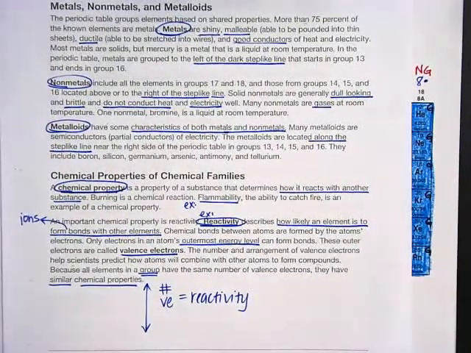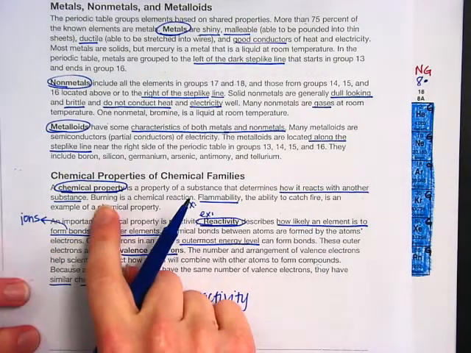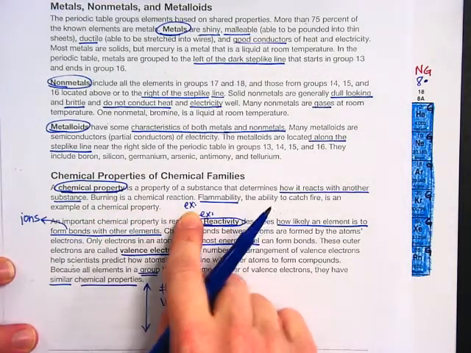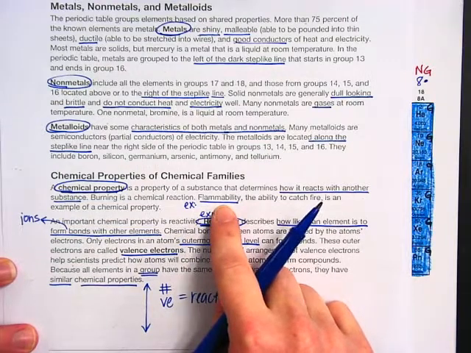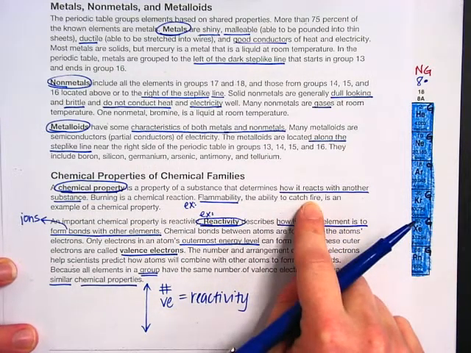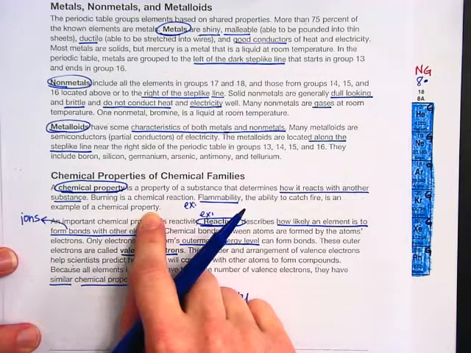So, a chemical property is a property of a substance that determines how it reacts with another substance. Okay, if you remember from 5th grade, we had physical properties and chemical properties. Chemical properties is how it's going to react, how it's going to have a chemical reaction. So it says here, burning is a chemical reaction. That means flammability, the ability to burn or the ability to catch fire, is an example of a chemical property. They gave you an example.